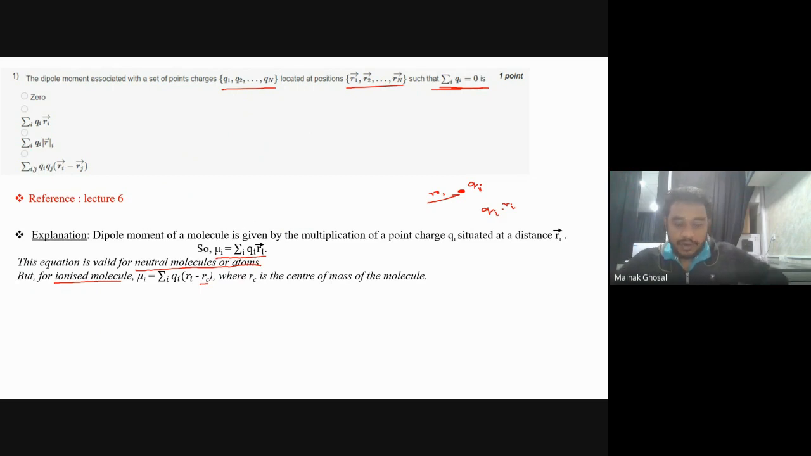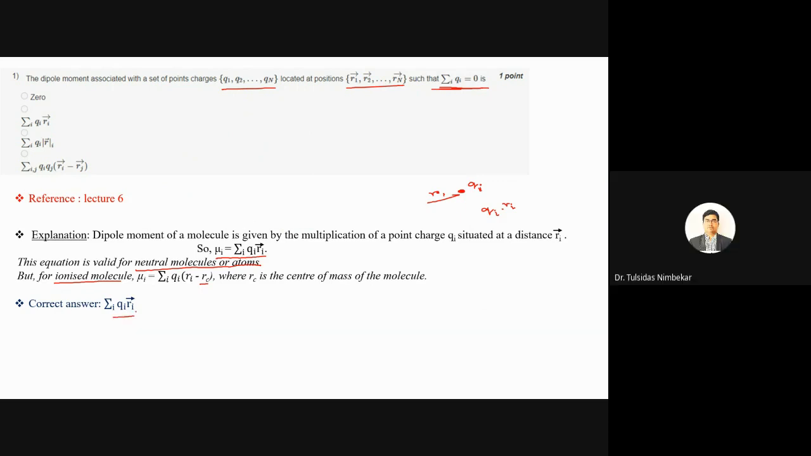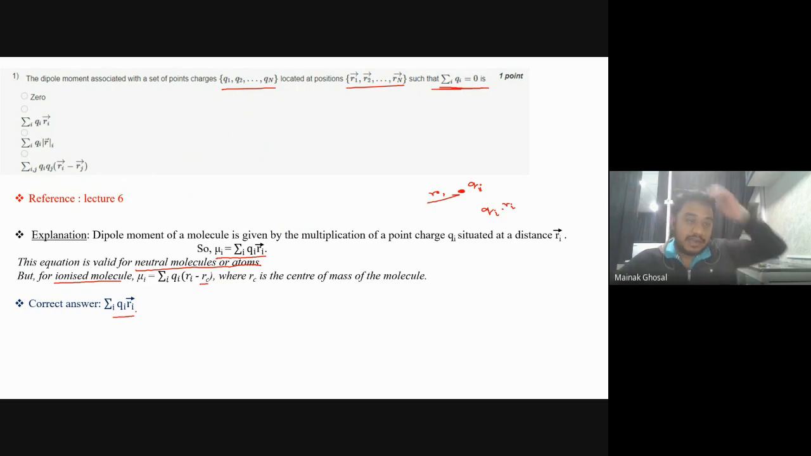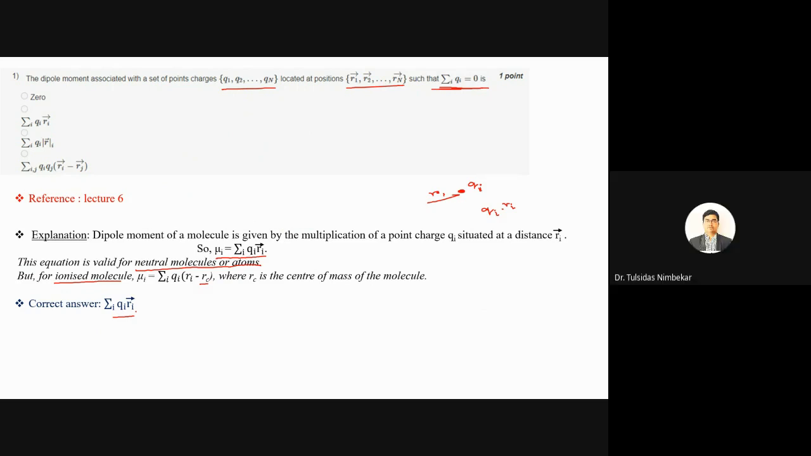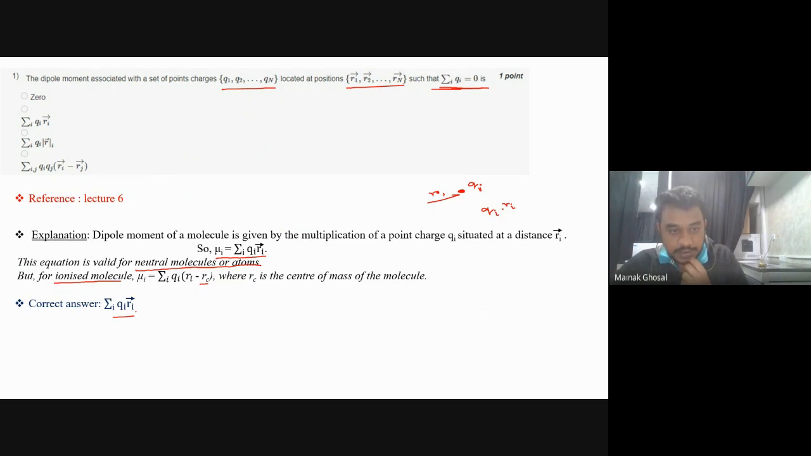So what is your correct answer? Your correct answer will be the summation over all i of Qi into Ri. The second one. The third one has a mod sign, but since it is a vector quantity, you cannot put mod there. Does anybody have any questions? Okay, I'm moving to the next question.